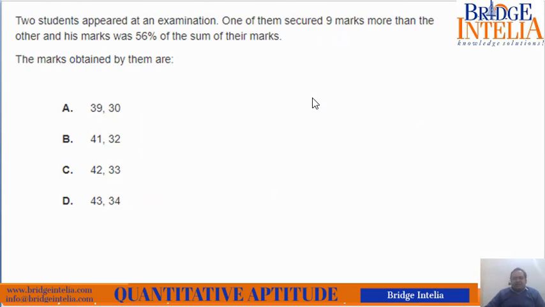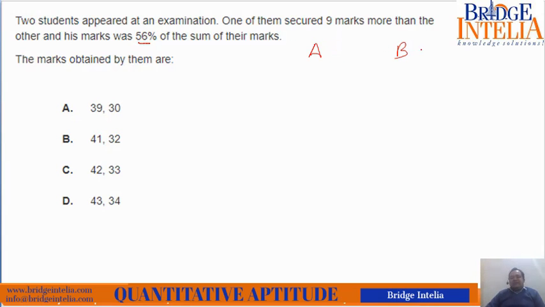Now let's have a look at this one. Two students appeared at an examination. One of them secured 9 marks more than the other, and his marks was 56% of the sum of their marks. So two students, let's call them A and B. One of them secured 9 marks more than the other, and his marks was 56% of the sum of their marks.